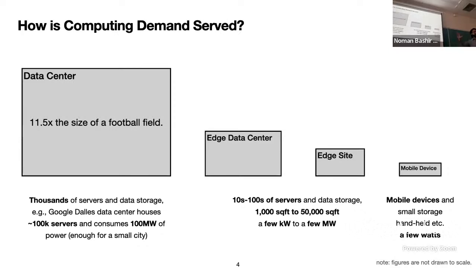And this is not necessarily a very strict definition. Anyone else may have different numbers about the sizes, how many servers there are, and what is classified as an edge data center versus an edge site, or what is truly edge. So these definitions are pretty fluid, but the overall message is that computing is being served in a wide range of manners, and it spans from your handheld devices today to these big data centers.